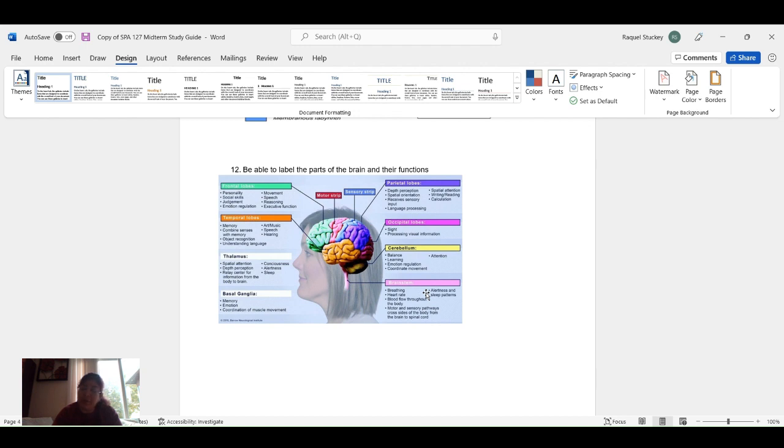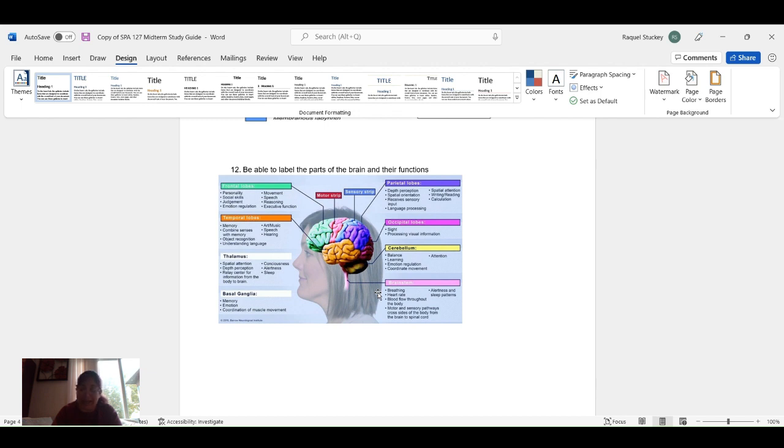Brainstem. What part of the brain is active in spatial attention, depth perception, relay center for information of the body to the brain, consciousness, alertness, and sleep? Thalamus. What part of the brain is in charge of the memory, emotion, and coordination of muscle movement?